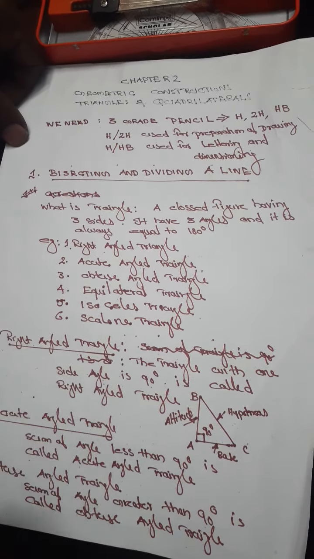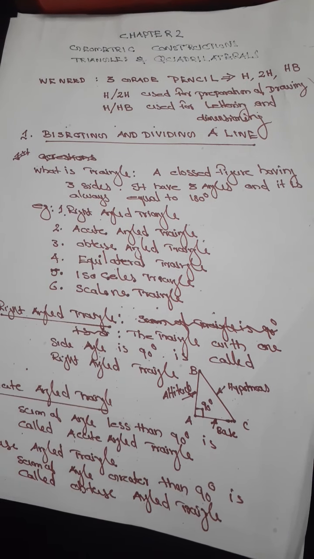Next we have the equilateral triangle. What do you mean by equilateral? Equilateral means equal. An equilateral triangle means 3 sides and 3 angles are equal. Such a type of triangle is called an equilateral triangle.